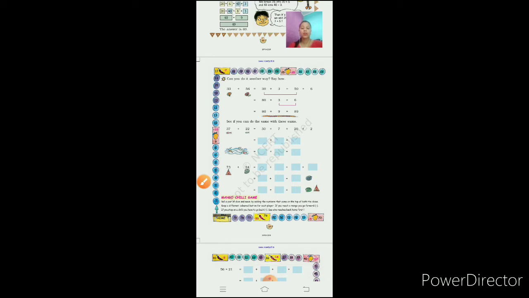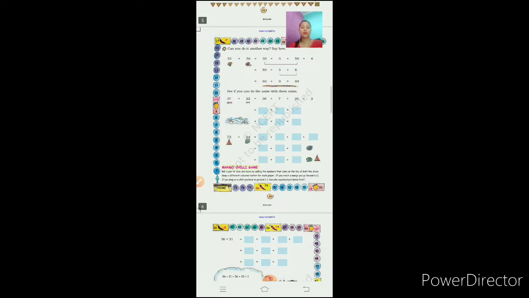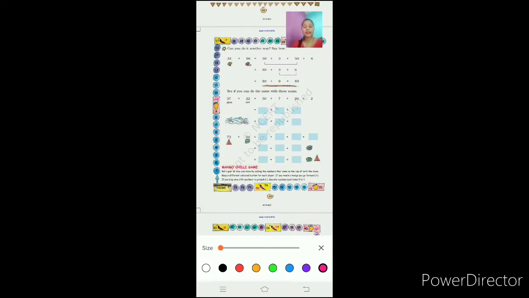Okay, now the next one is 73 plus 24. So how will we do it? 73 is 70 plus 3, 24 means 20 plus 4. So 70 plus 20 is 90, and 3 plus 4 is 7, so it's 97. It means 73 plus 24 is equal to 97.